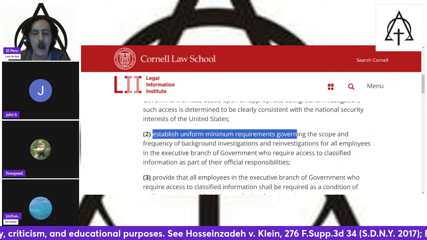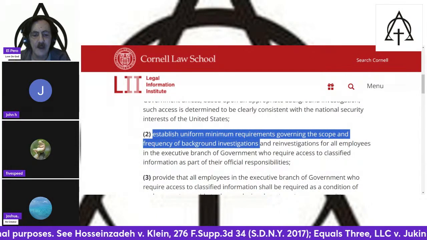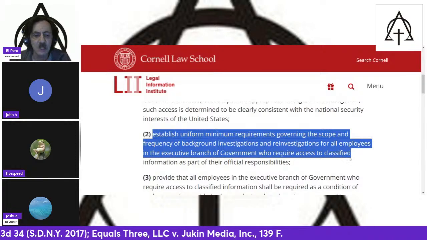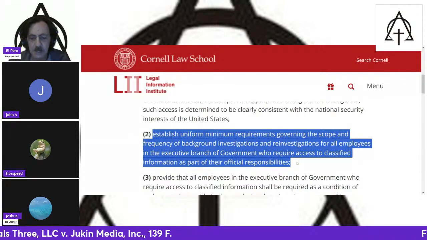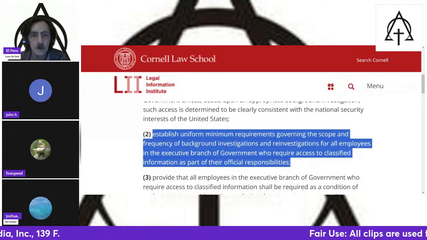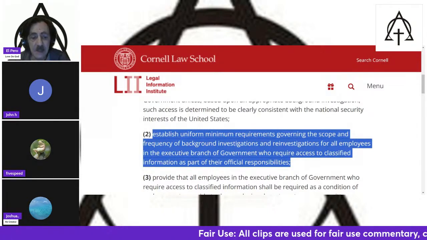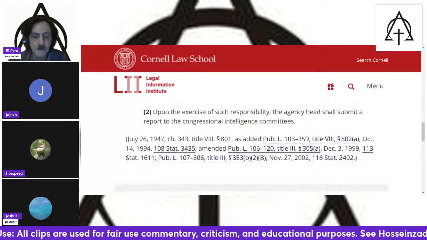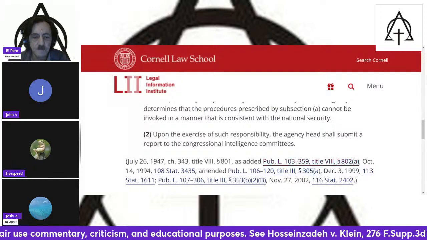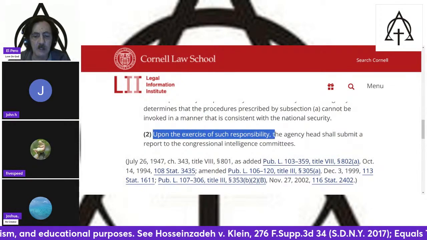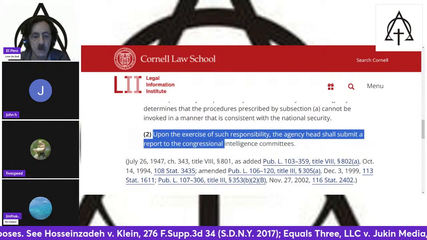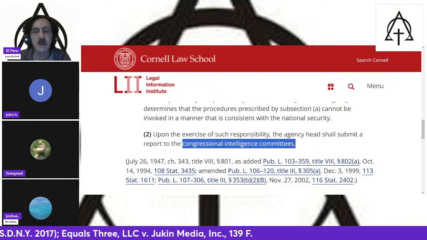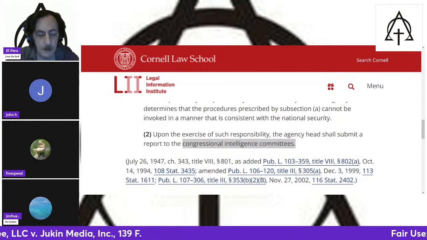Establish uniform minimum requirements governing the scope and frequency of background investigations and reinvestigations for all employees in the executive branch of government who require access to classified information as part of their official responsibilities. It's giving no one else those powers. And here it's limiting them. Upon the exercise of such responsibility, the agency head shall submit a report to congressional intelligence committees. Congressional intelligence committees goes to that 5 CFR 575.102 I was talking about in competencies.